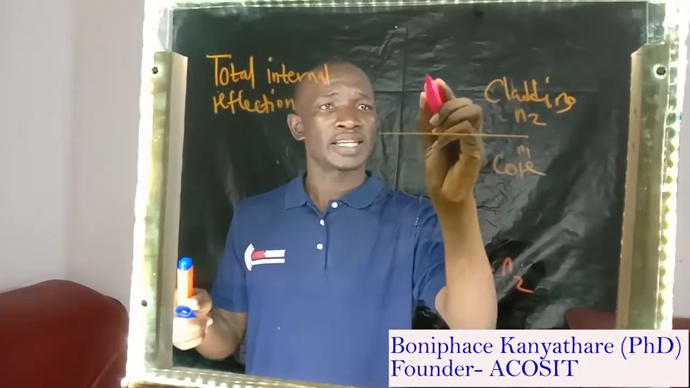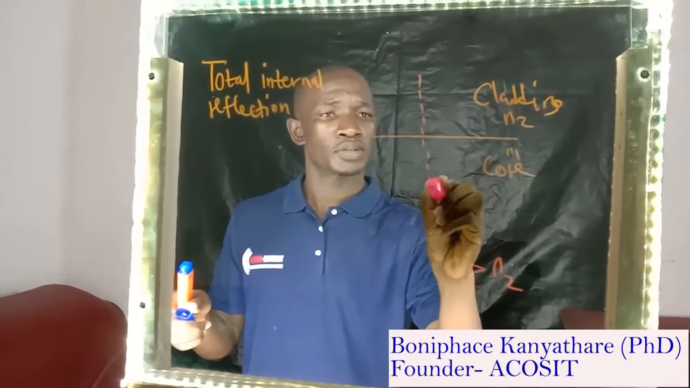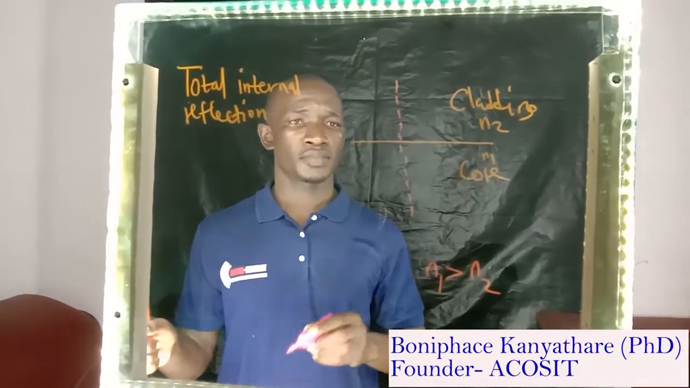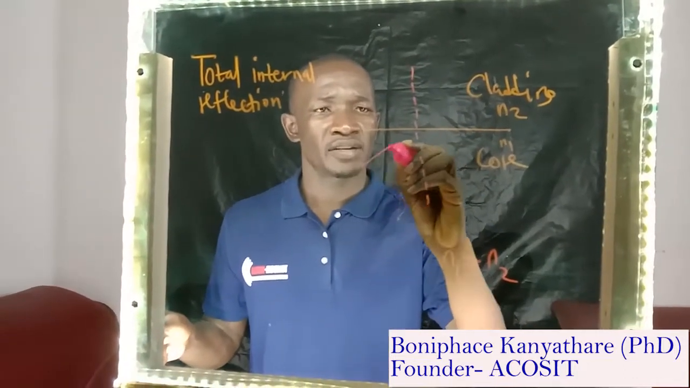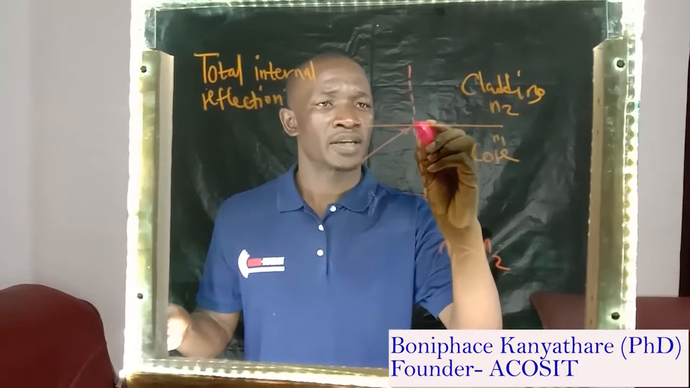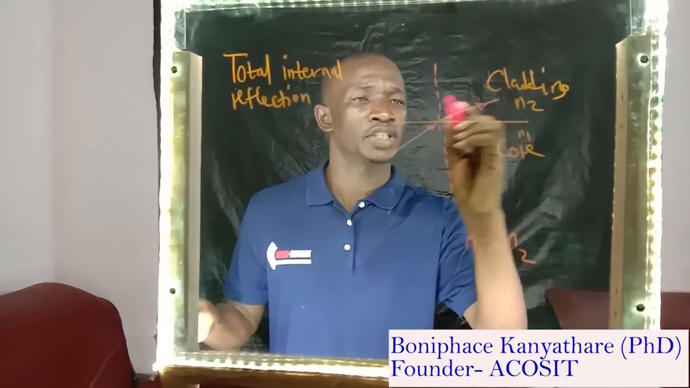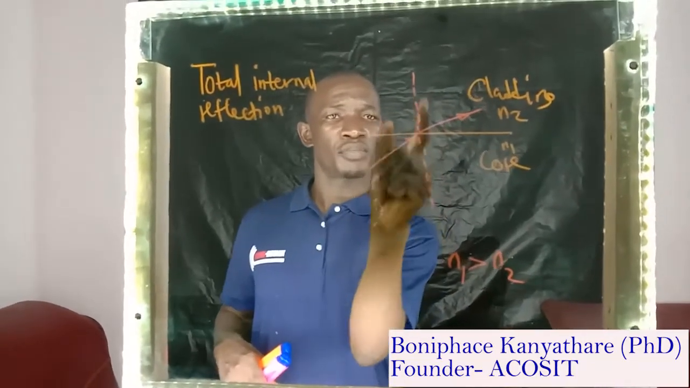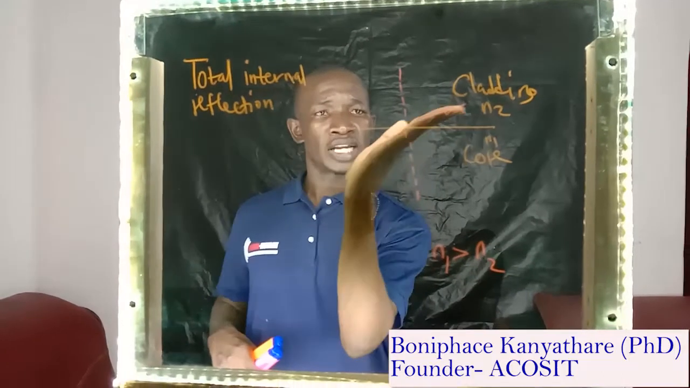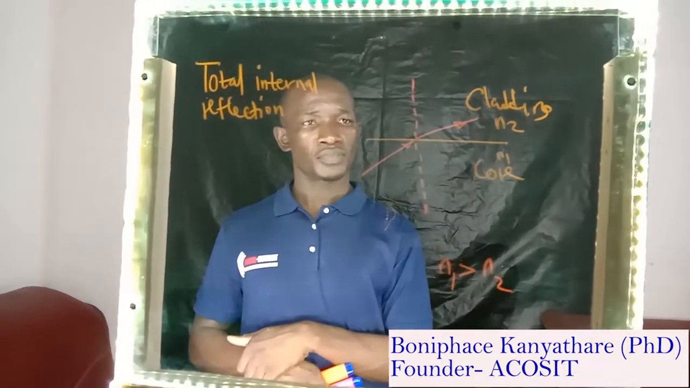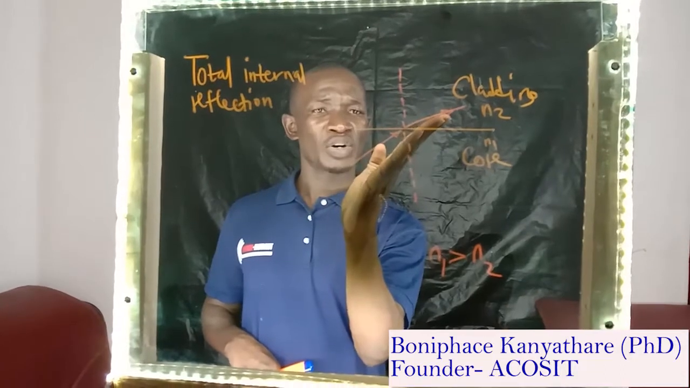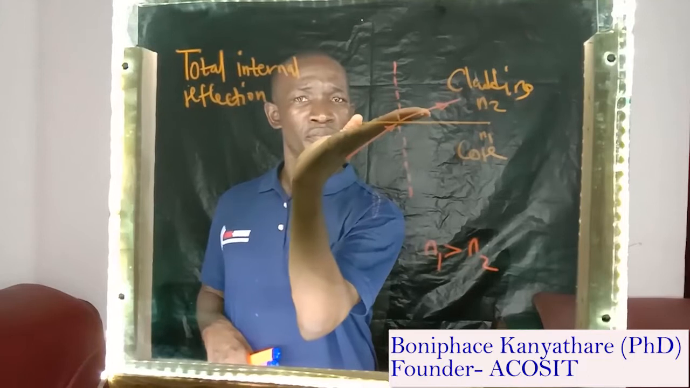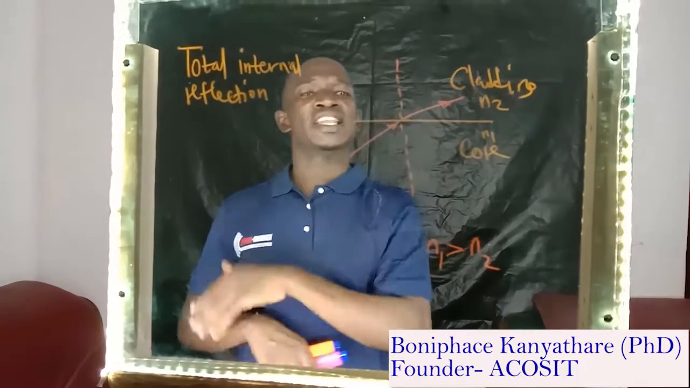So again, let's assume this is our normal. This is the interface between these two media. If we have a ray of light here and it undergoes refraction, you see we have a certain angle from the normal. It undergoes refraction. What if we increase this angle away from the normal? If we increase the angle, the bending goes towards the interface.